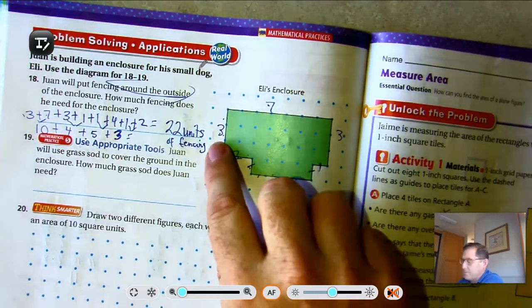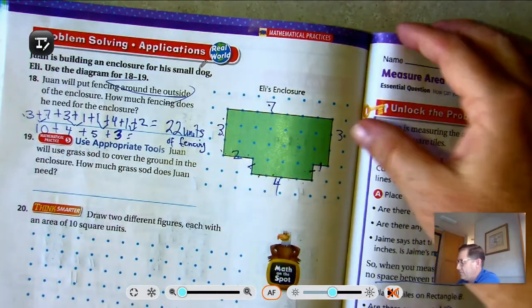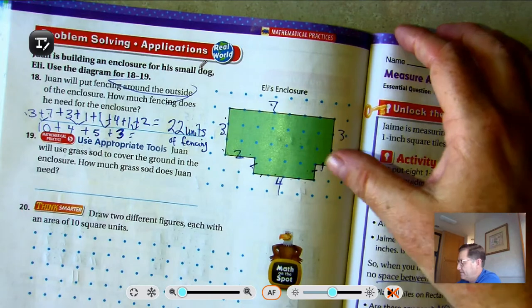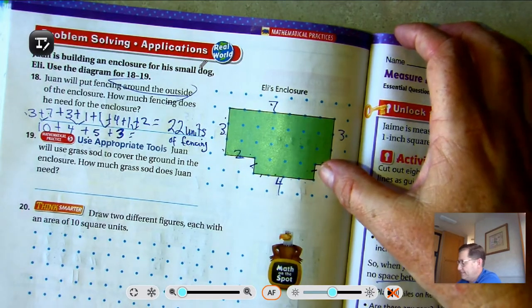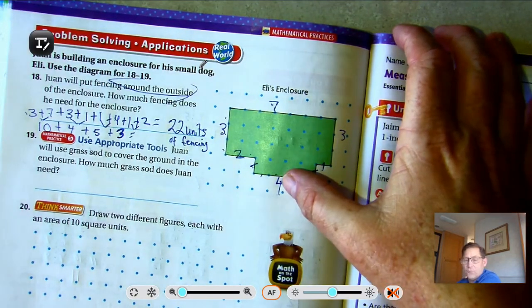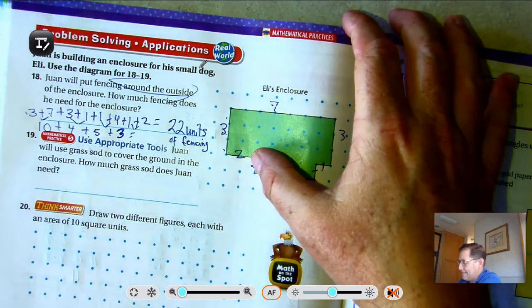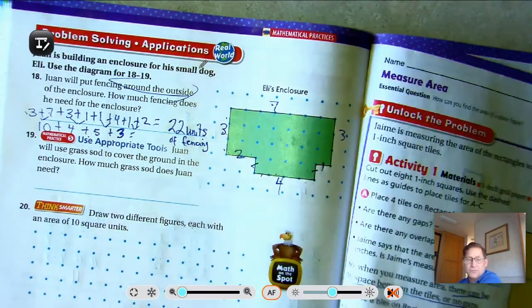Okay, you can also go this way. 3 plus 7, that's 10. 10 plus 3, 13. 14, 15. 15 and 4 is 19. 20 plus 2 more, 22.